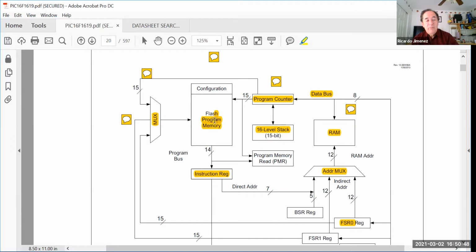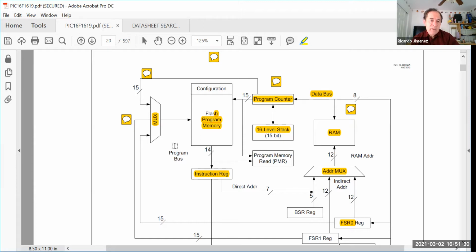So it is 2 to the 15 locations, which is more than 8K, more than 8,000. So just remember 2 to the 8 is 256, 2 to the 10 is 1K, 1,024, 2 to the 11, 2,048, 2 to the 12, 4,096, and so on. You continue until you reach 2 to the 15. And this is the data bus. So the data bus has connection with the RAM memory.